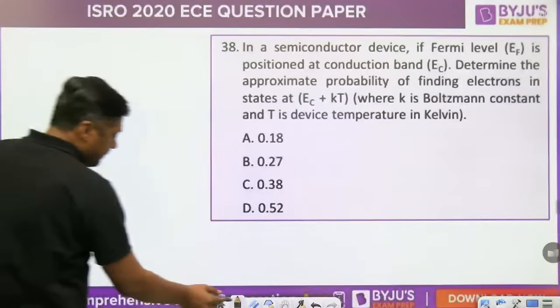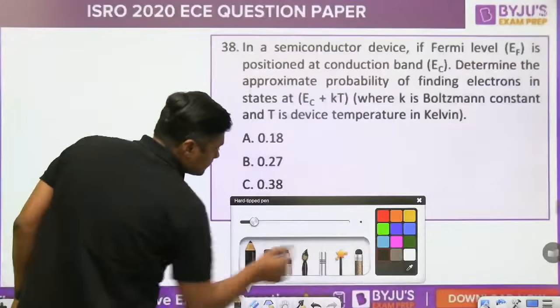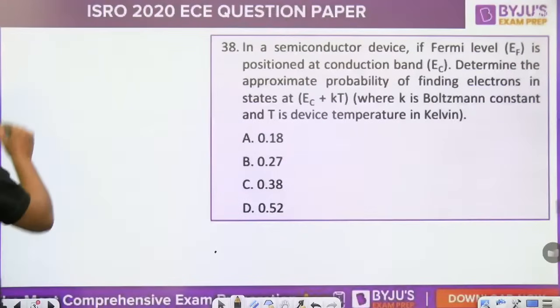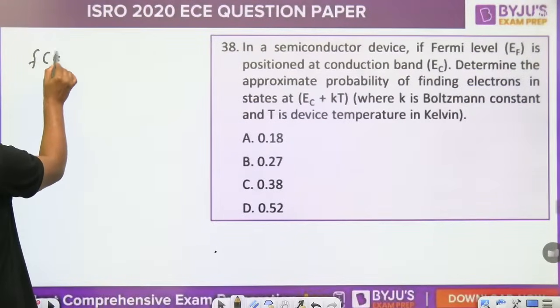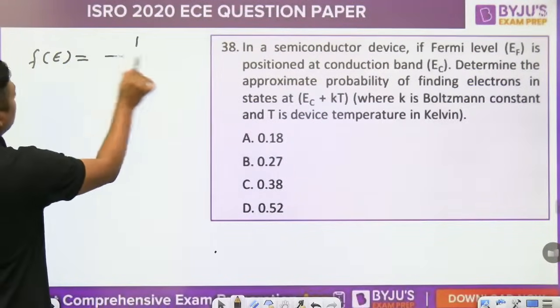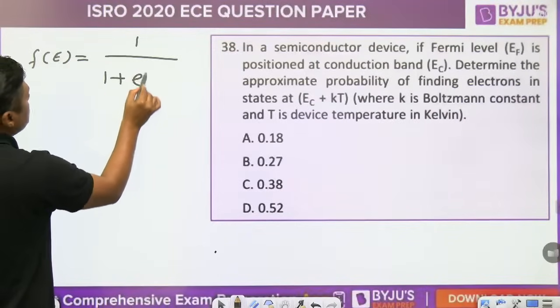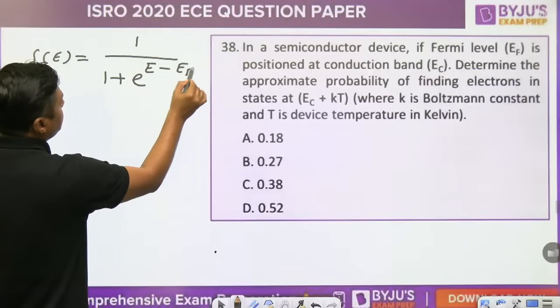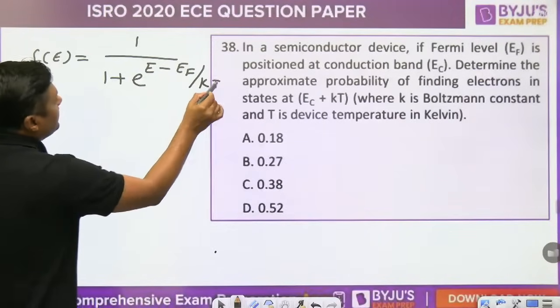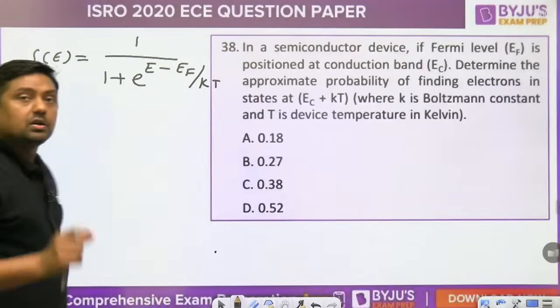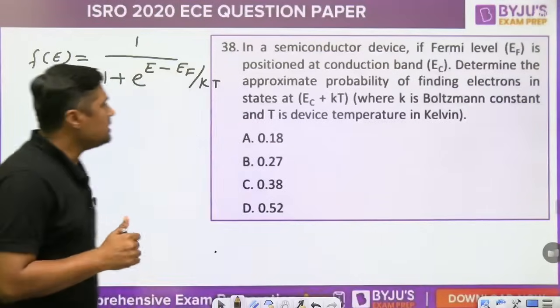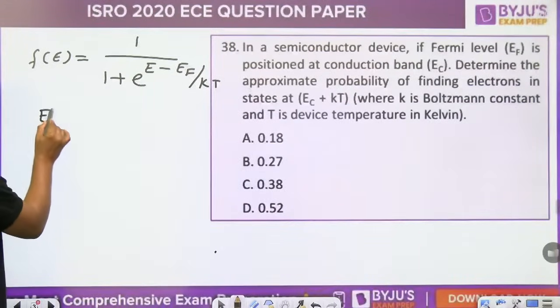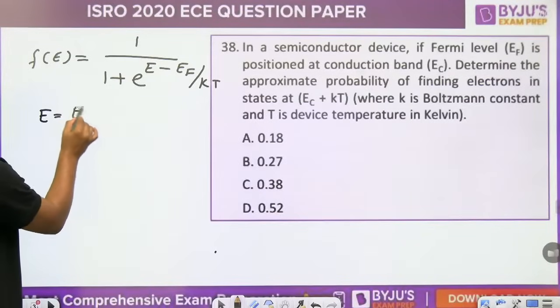Then remember, what is the formula for the Fermi probability? It is given by 1 upon 1 plus e raised to power (E minus EF) by KT. Now what is E? E is the energy level, and E is given as EC plus KT.